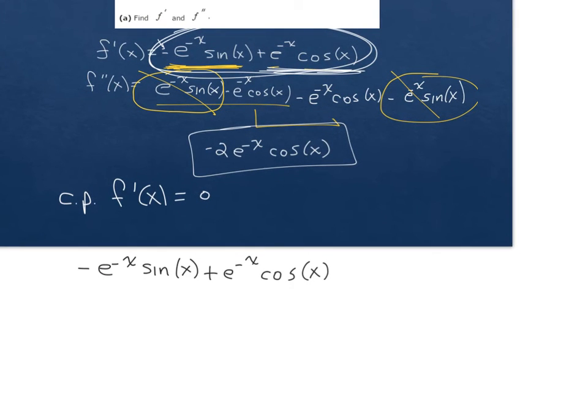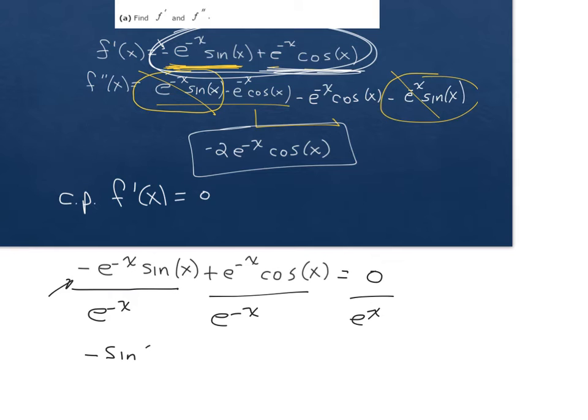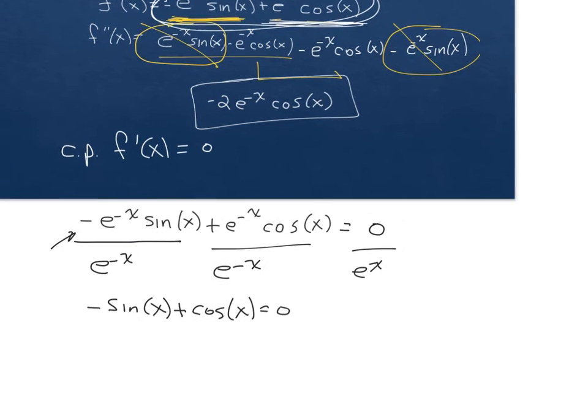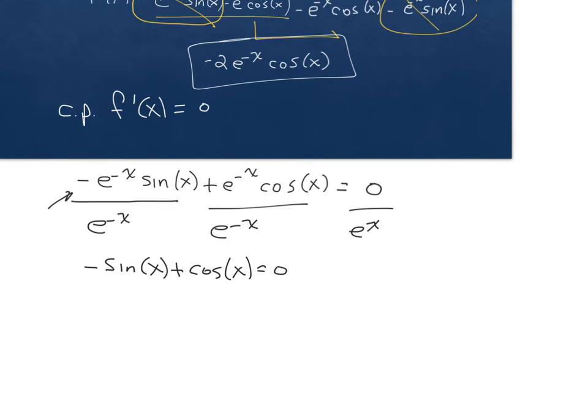I could actually, and I want to set this equal to 0, divide every single piece by e to the negative x. In other words, I'm factoring that out and it goes away. I'm left, don't lose that minus sign, with minus sine of x plus cosine x equals 0. This is the same thing as saying where cosine and sine are equal.